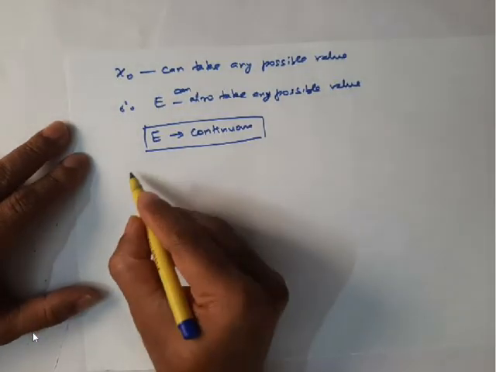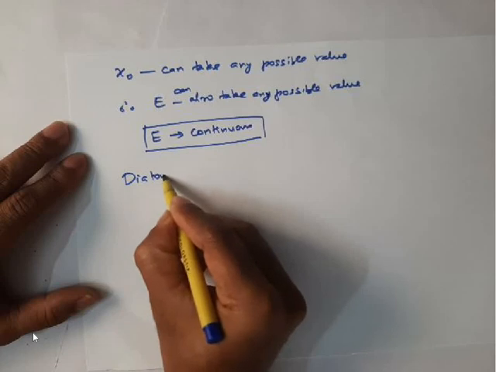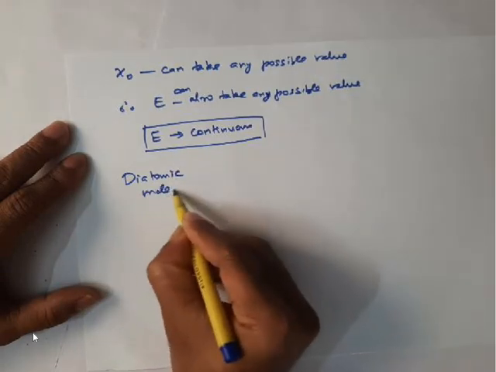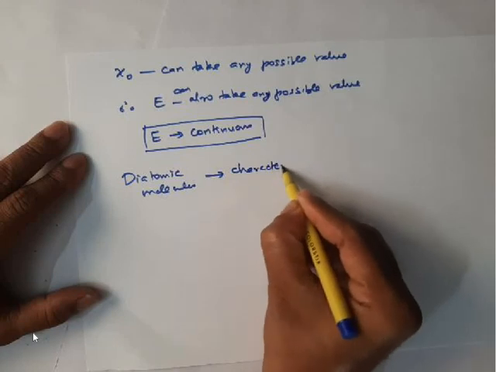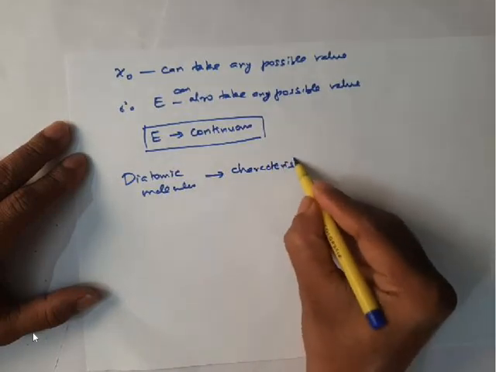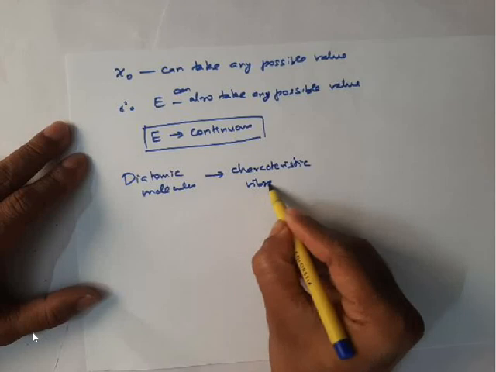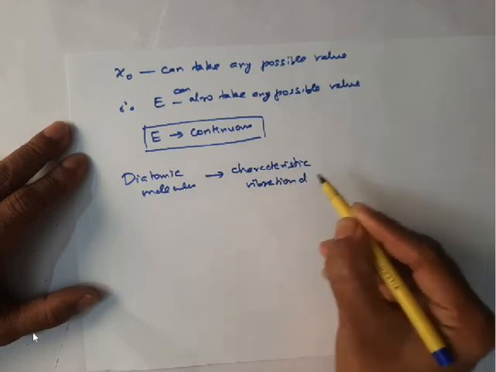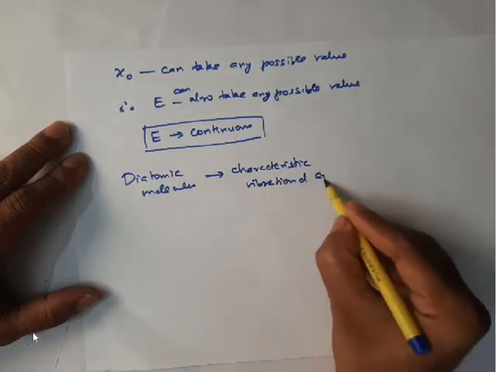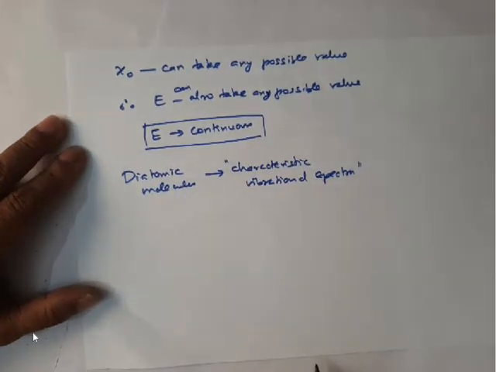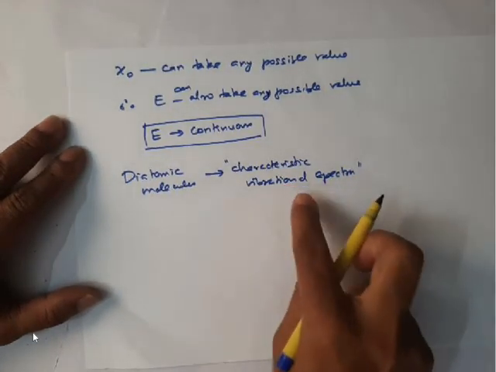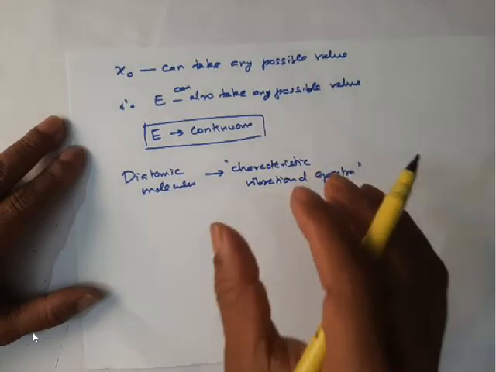But we know very well that diatomic molecules will give characteristic vibrational spectra. They may be active in IR or Raman, and they'll give characteristic signals. So characteristic vibrational spectra are observed.